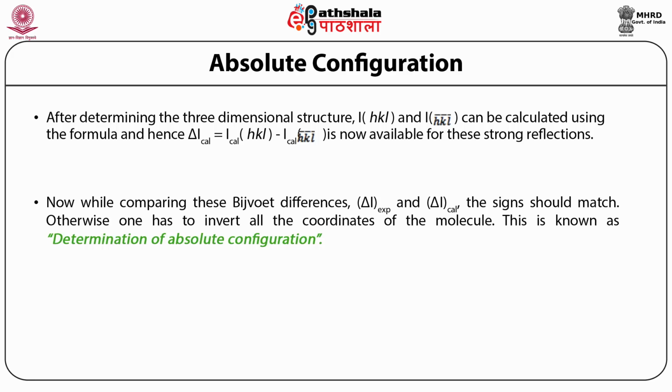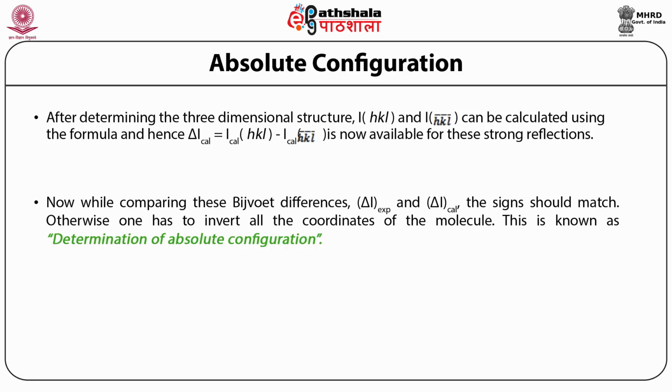Now for absolute configuration, irrespective of the numerical values, the sign should be the same between delta I experiment and delta I calculated. Otherwise, one has to invert all the coordinates of the molecule, and this is known as determination of absolute configuration.